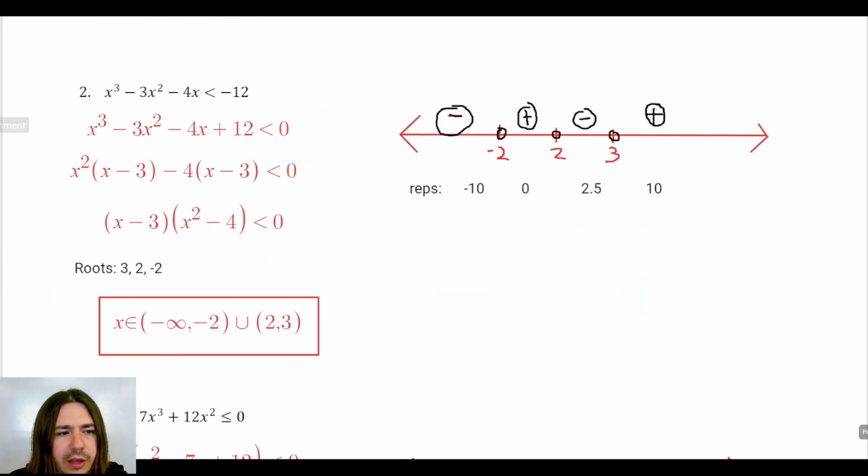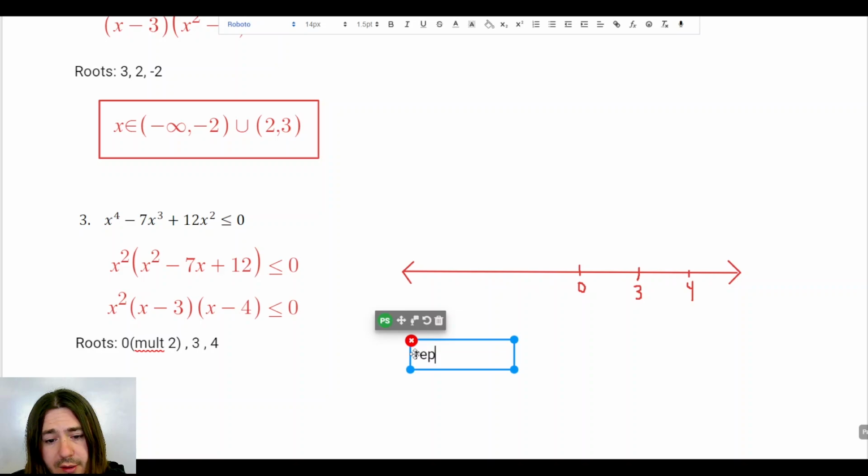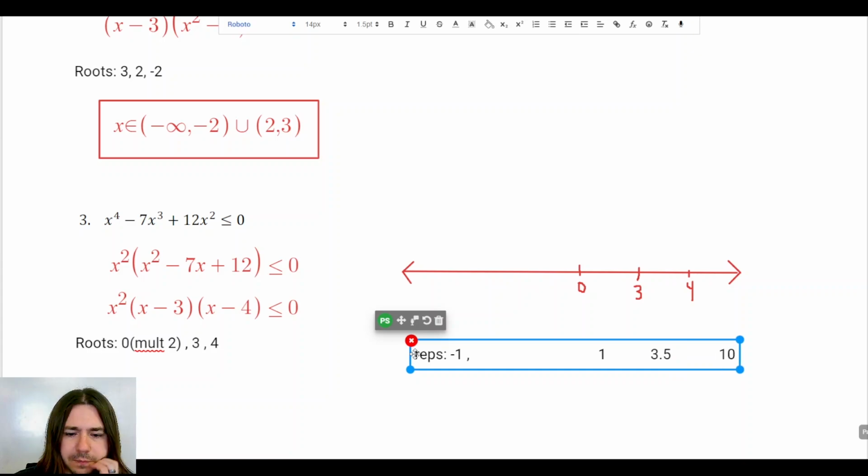So as far as my representatives are concerned, I guess I'll pick negative 1 if I can. Yeah, let's do negative 1 for that leftmost interval. And then for this interval between 0 and 3, I guess I'll pick 1. Between 3 and 4, 3.5 is probably the way to go. And then on this last interval, I'll just pick 10.